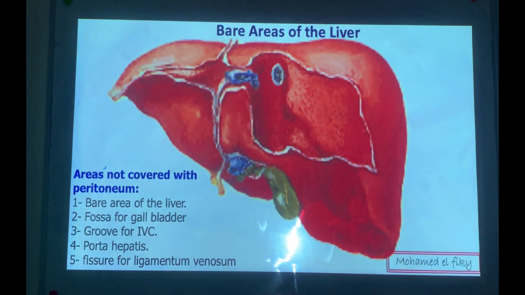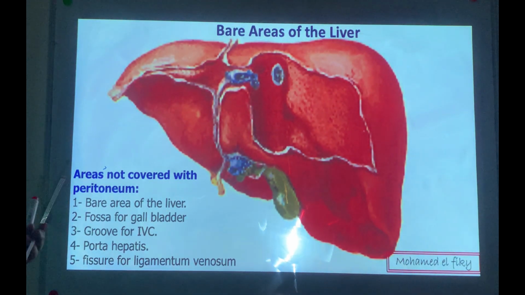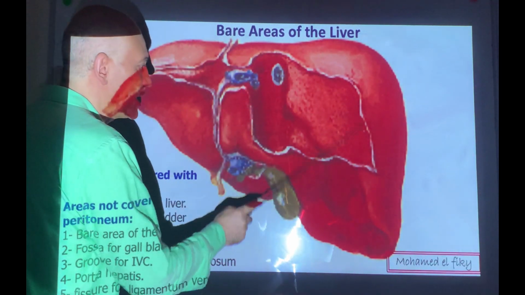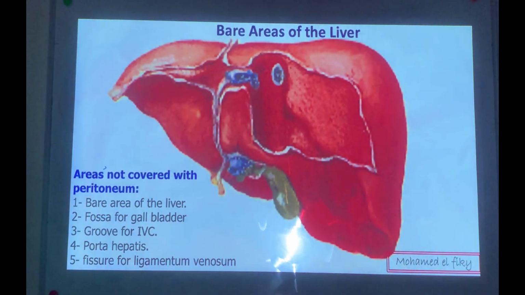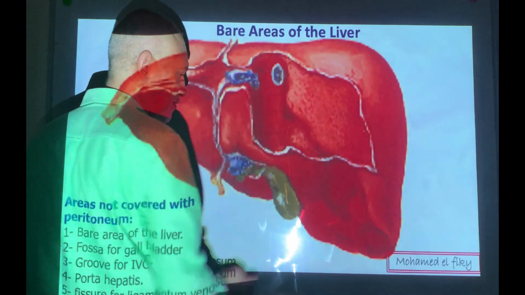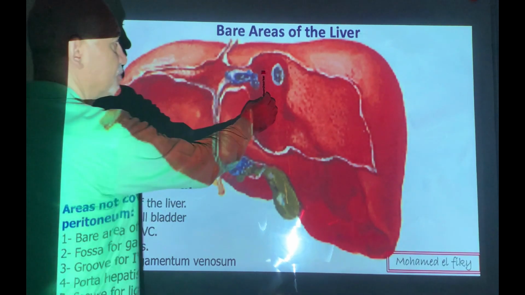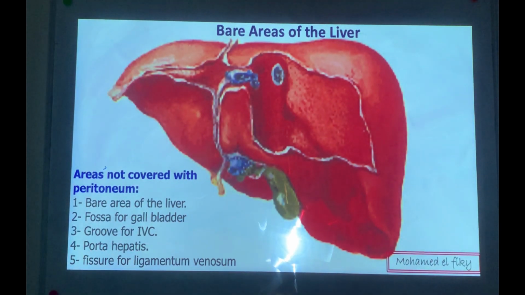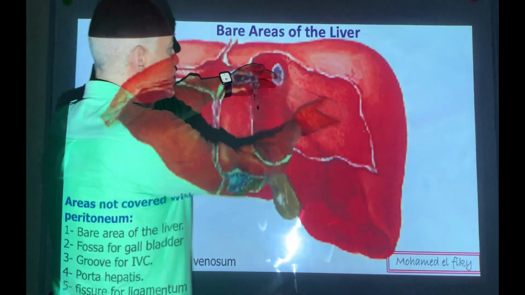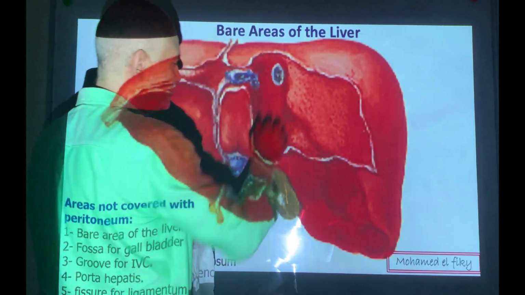Bare areas of the liver are areas not covered by peritoneum. This is the large bare area between the upper coronary and lower coronary ligaments, not covered by peritoneum. This is the groove for the inferior vena cava. The inferior vena cava is present here, and the peritoneum covers the liver like this. So deep to the inferior vena cava, this area is not covered by peritoneum.